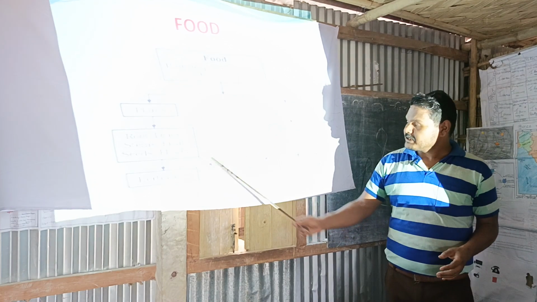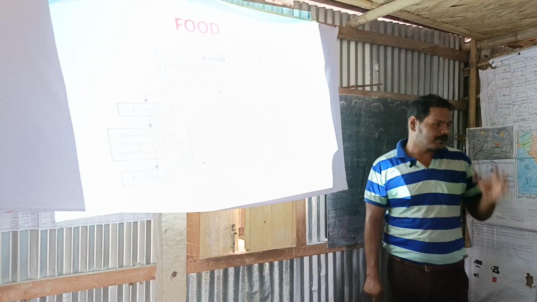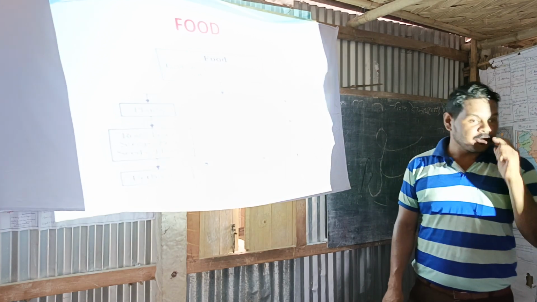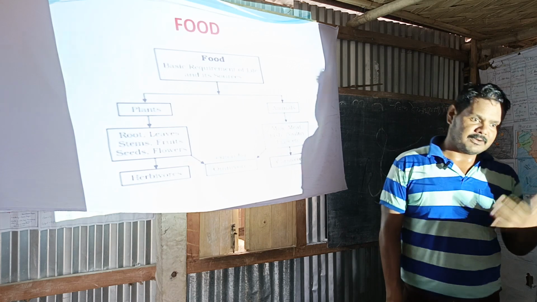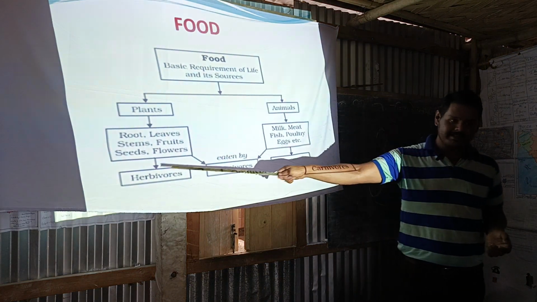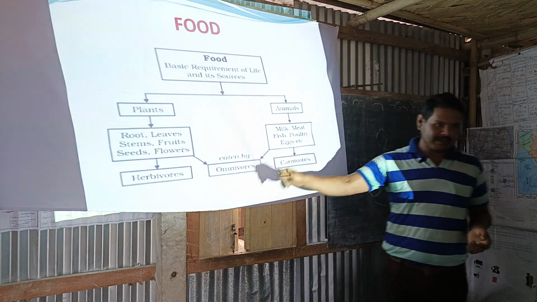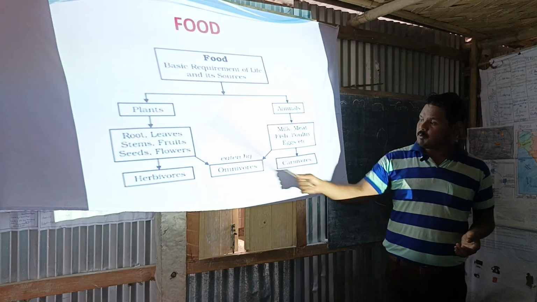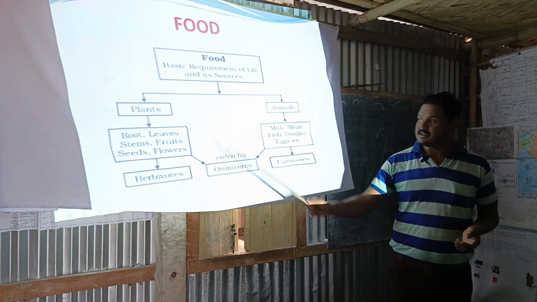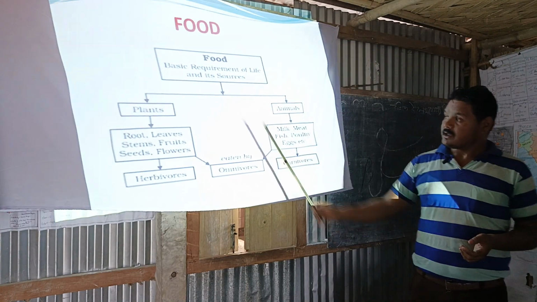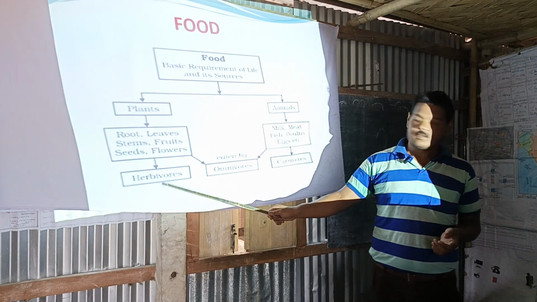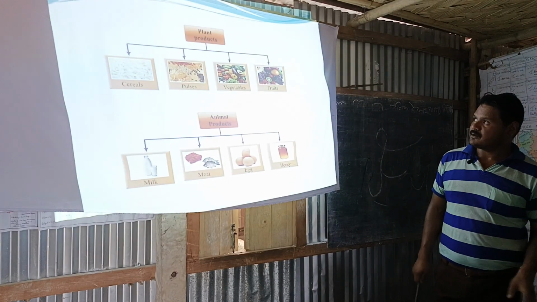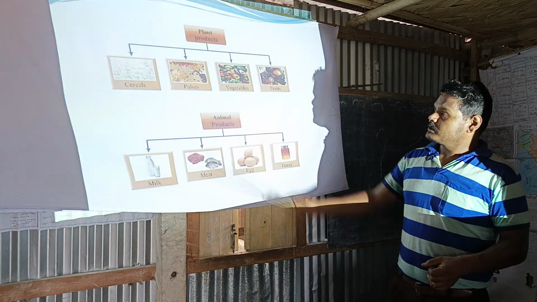We eat these. They are eaten by omnivorous. What is omnivorous here? Omnivorous means those animals or human beings who eat both plant and animal. We human beings are also omnivorous because we eat both plant and animal. So both of these are eaten by omnivorous. These plants are eaten by herbivorous, and this flesh one is eaten by carnivorous.